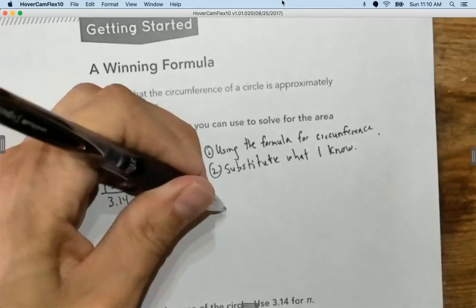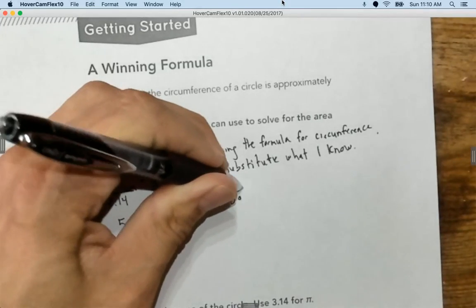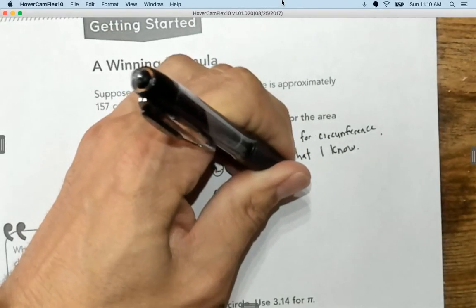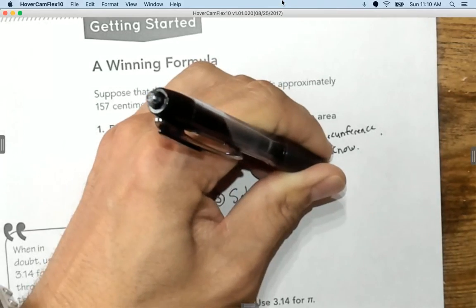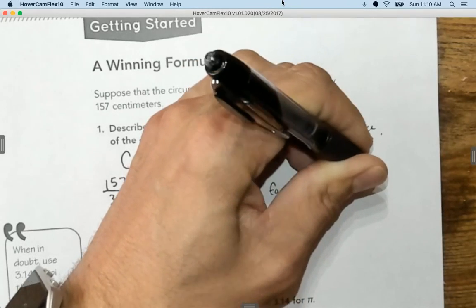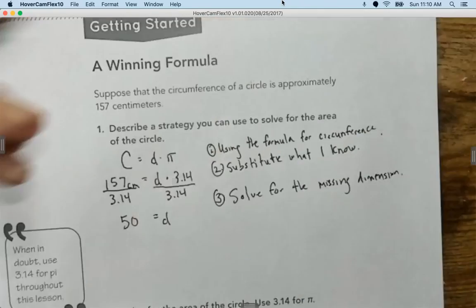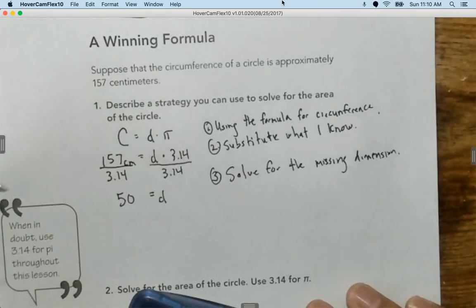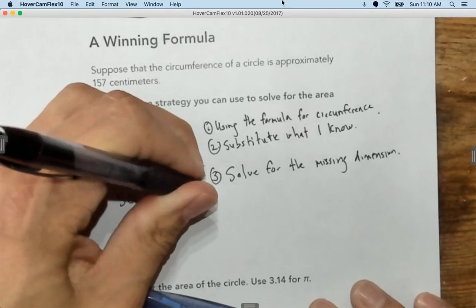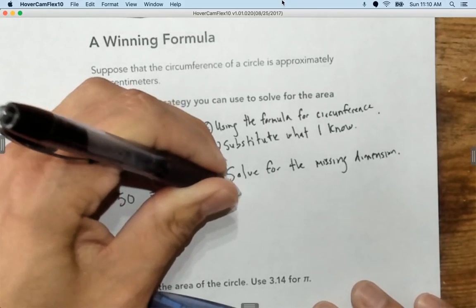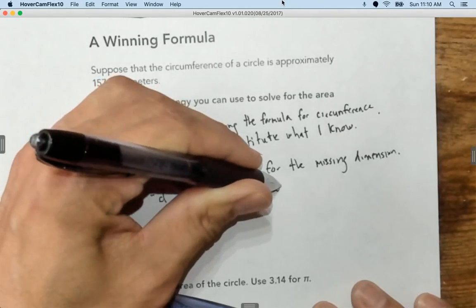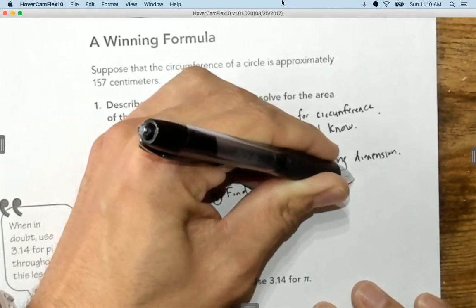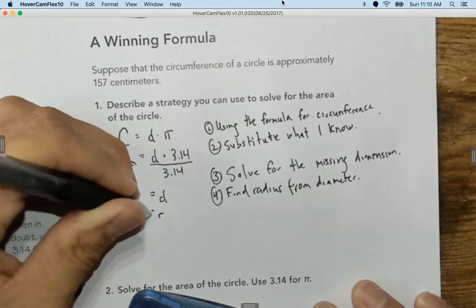So then my third step would be to solve for the missing dimension. Now that I have the diameter, I know the radius is half of that, so find the radius from the diameter. And so the radius would be 25.